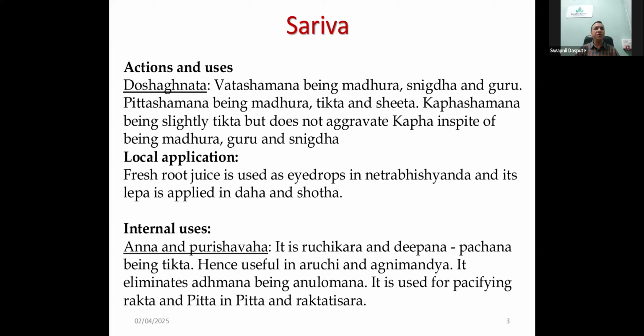Local application: fresh root juice is used as eye drops in Netra Bishanda, and its lepa is applied in Daha and Shotha. So wherever there is Daha Shotha, the lepa can be used, when the herb is applicable. I did mention cleaning a particular wound and healing the wound with a particular decoction.